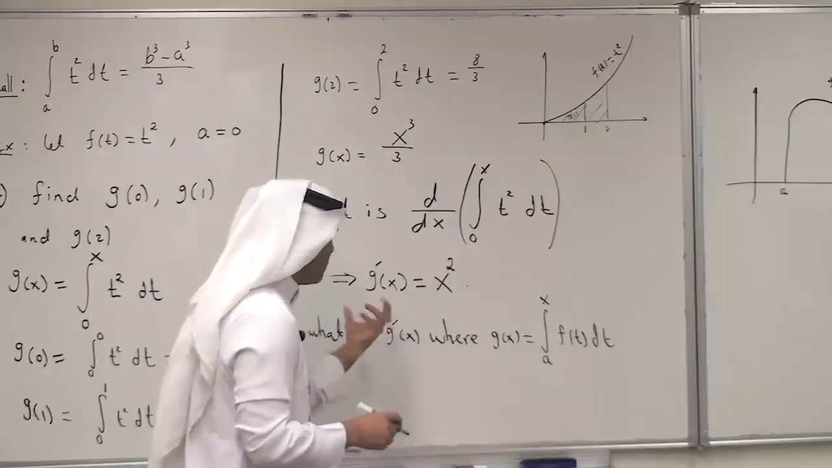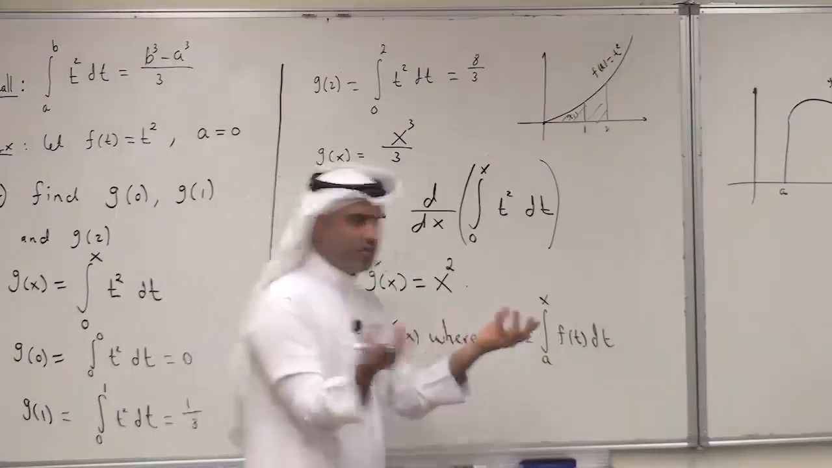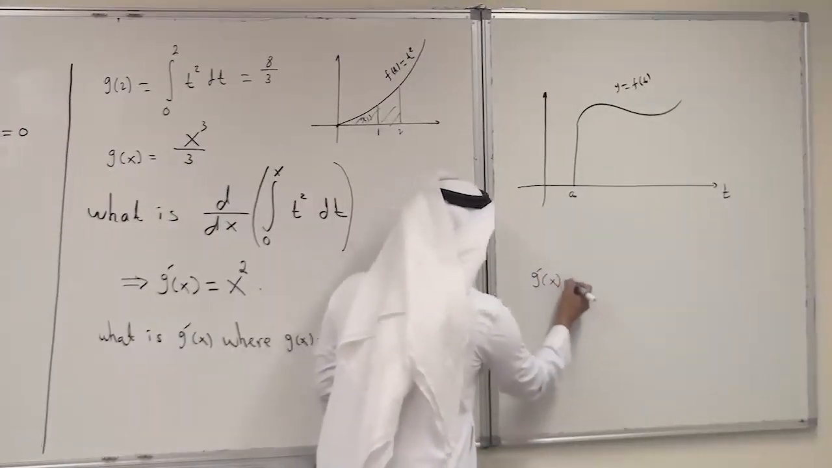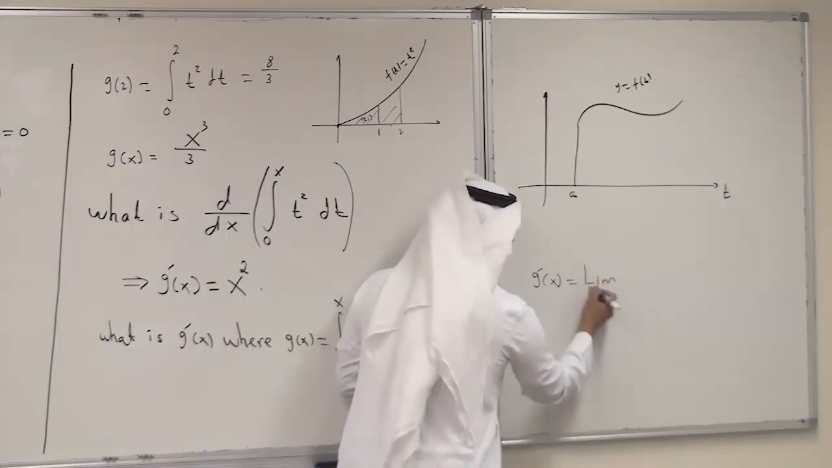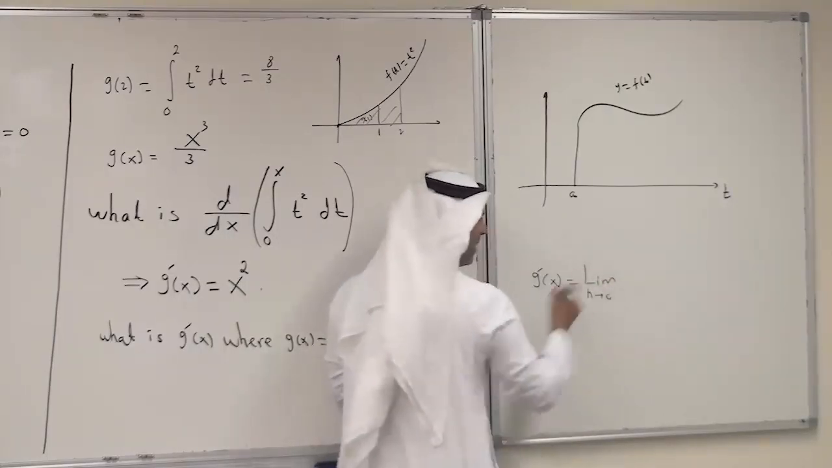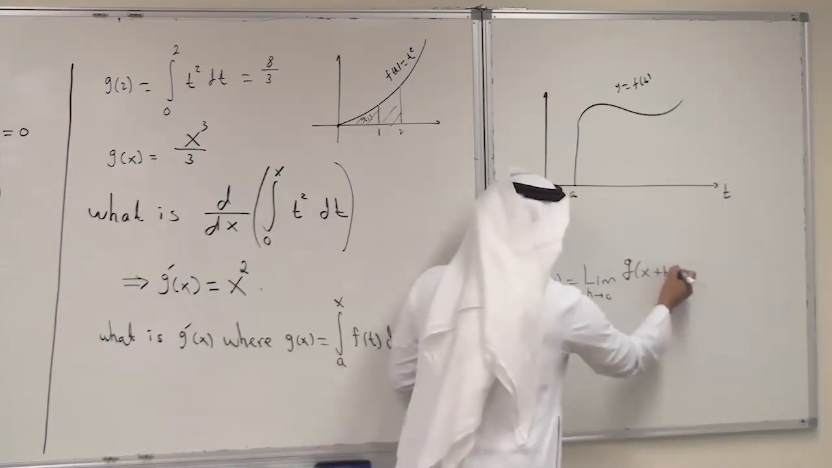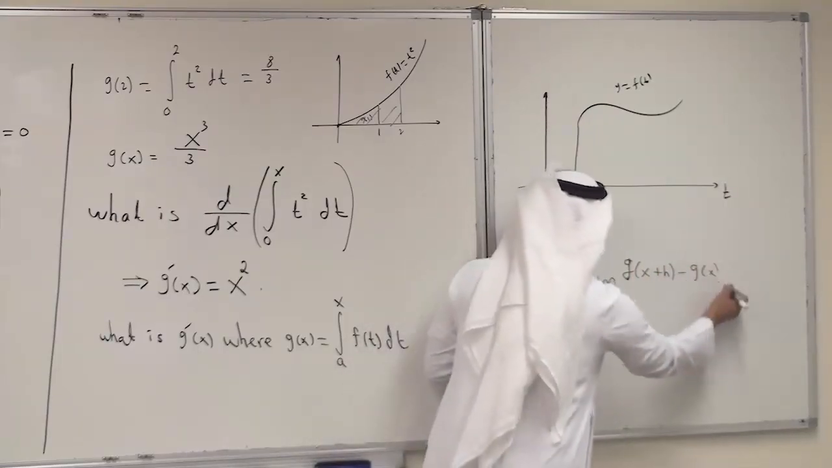What is the meaning of the derivative? What is the definition of the derivative function? If someone said, what is g prime of x? By definition, it is the limit as h goes to 0 of g of x plus h minus g of x, divided by h.